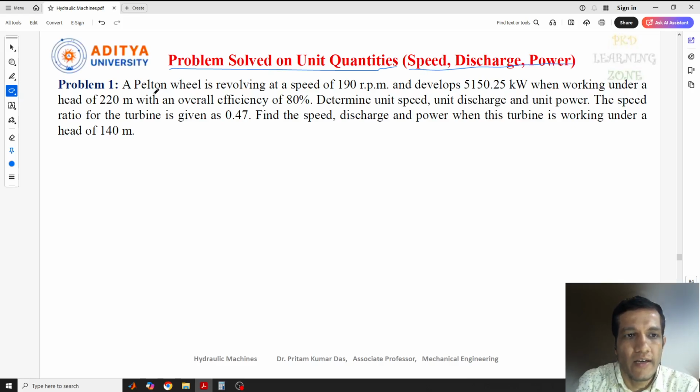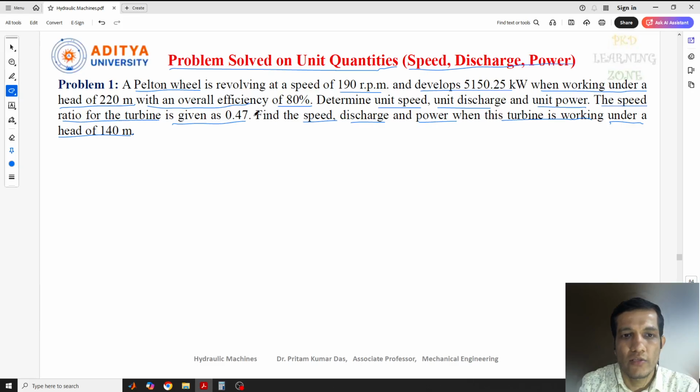So the problem is given here. A Pelton wheel is revolving at a speed of 190 rpm and develops 5150.25 kilowatt when working under a head of 220 meter with an overall efficiency of 80%. Determine unit speed, unit discharge and unit power. The speed ratio for the turbine is given as 0.47. Find the speed, discharge and power when this turbine is working under a head of 140 meter.